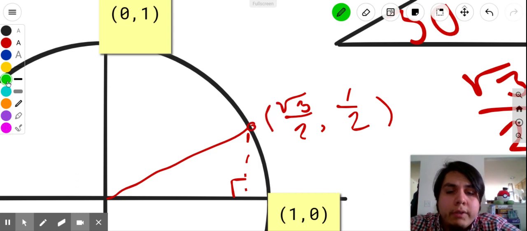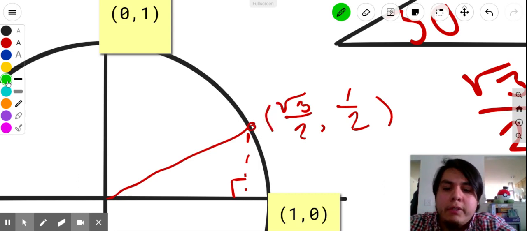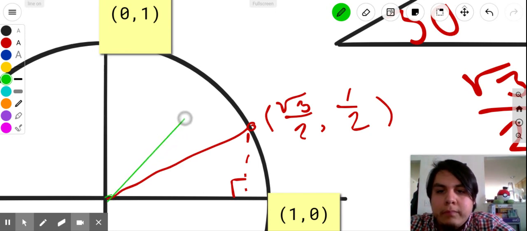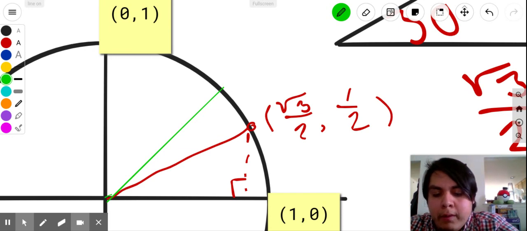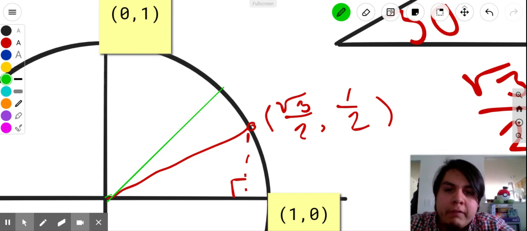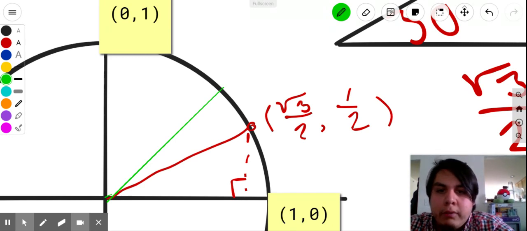So that was a 30-degree angle. Now let's see the rotation of 45 degrees. All right, so if that is my 45-degree angle, again, I draw the little line straight down to form my right triangle.